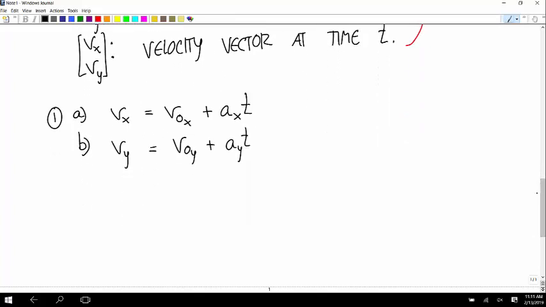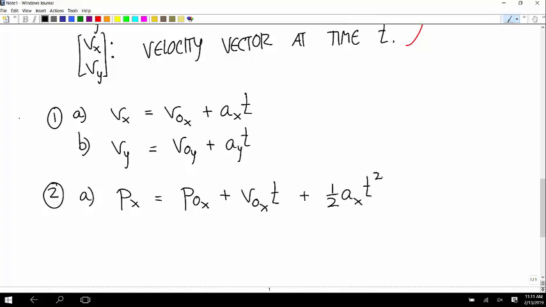And then 2 equations make up what was equation 2 in one dimension. So 2a says px is equal to p0x plus v0x times time plus 1/2 ax t squared. And 2b says py is equal to p0y plus v0y times t plus 1/2 ay t squared.